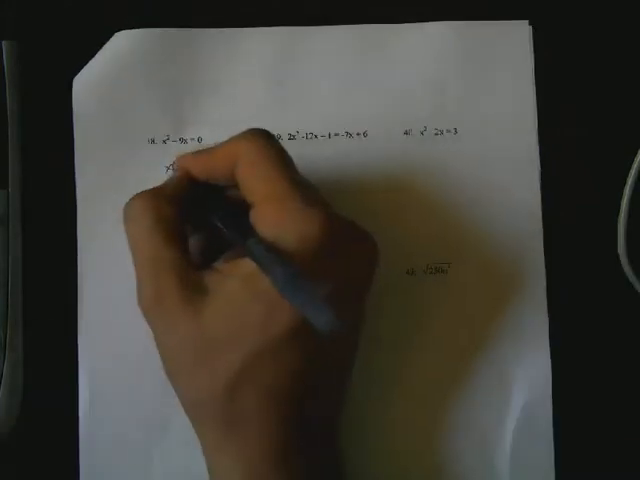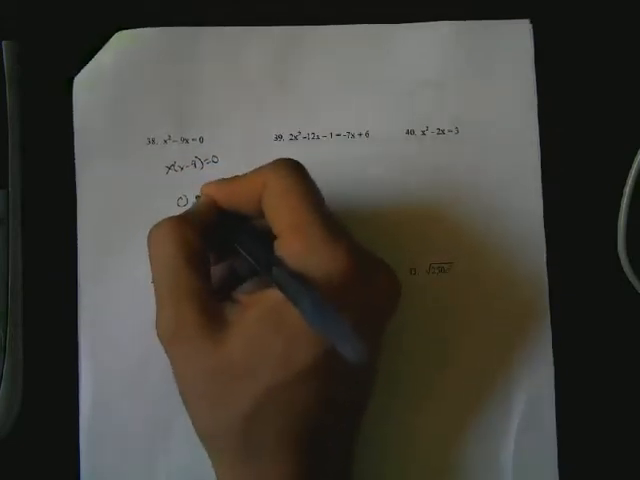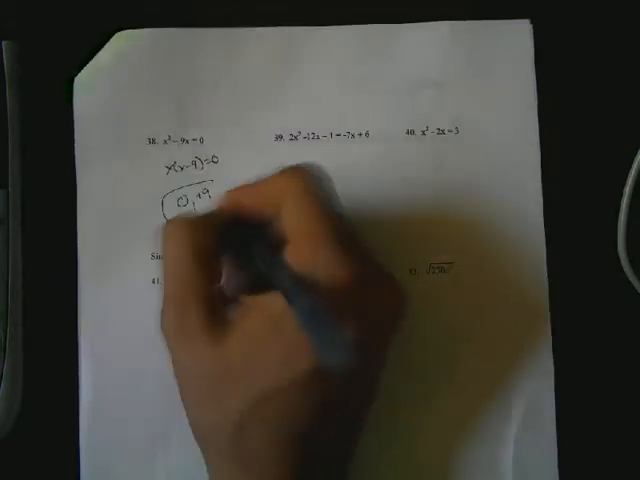Last page. We've got 3 problems to solve. Looking at the first one, this one's very easy to factor if you want to do it that way. Just pull out an x, you'll get x equals 0 and x equals positive 9 rather, for this one.